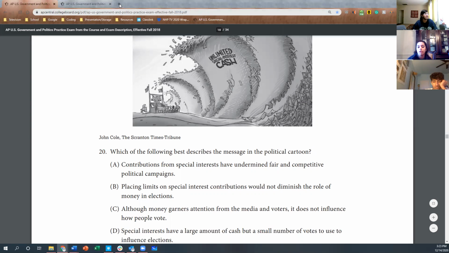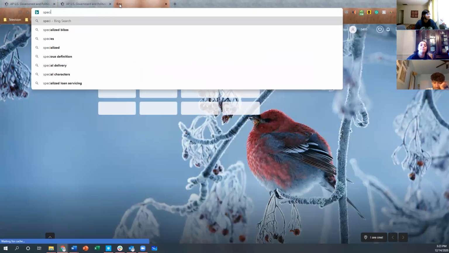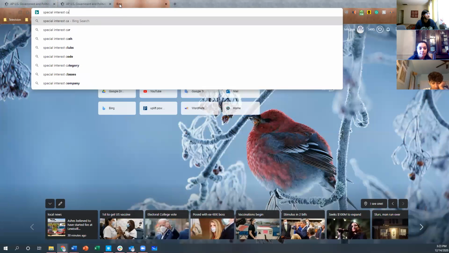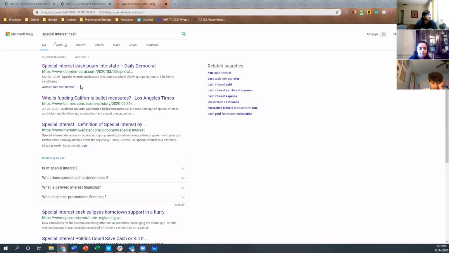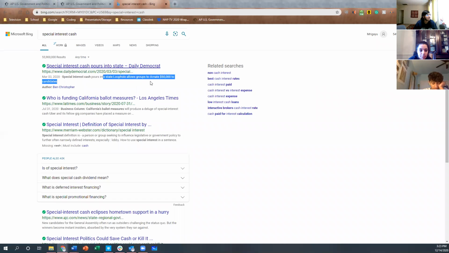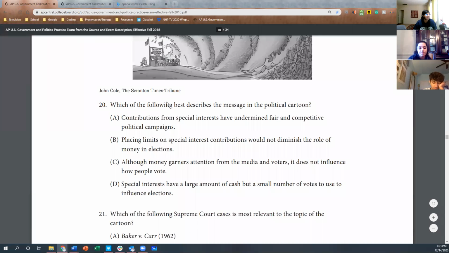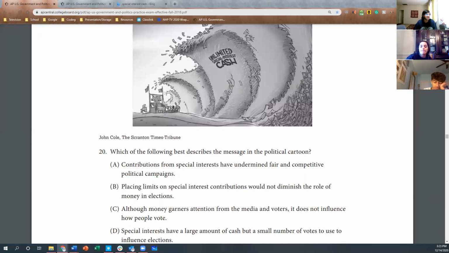Let's search it up. Okay. I'd rather do that than give people wrong information. Special interest cash. It allows groups to donate more to certain candidates. Okay. So obviously we know how money has an advantage, right? Yeah. And this actually has to do with a case called Citizens United versus FEC.